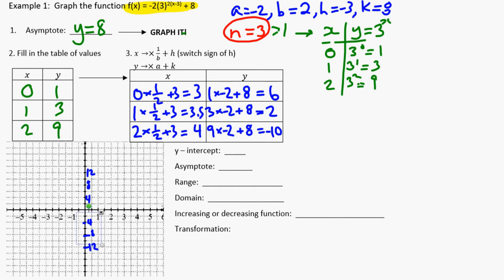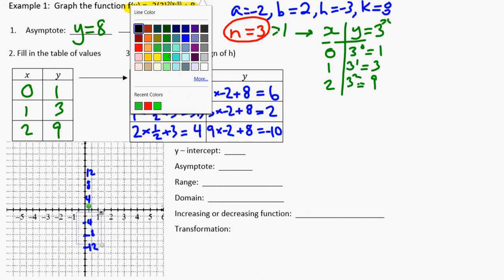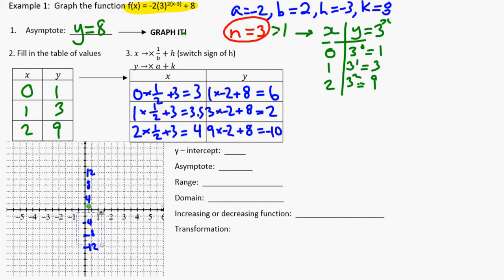My asymptote is y equals 8. So I'm going to take from my nice dotted line here. We'll do it in a nice lime green. And we'll graph a line at y equals 8. Here it is right there, not bad. Then there's our asymptote. So step 1 in graphing.